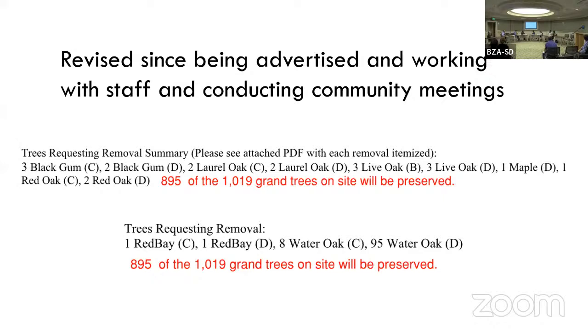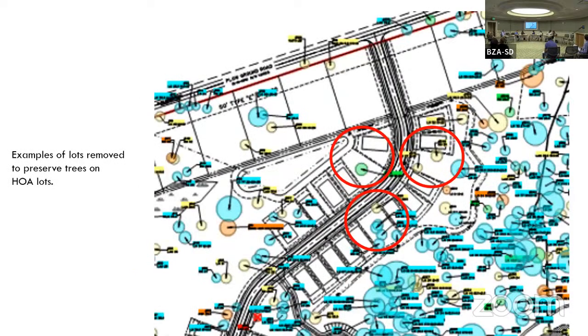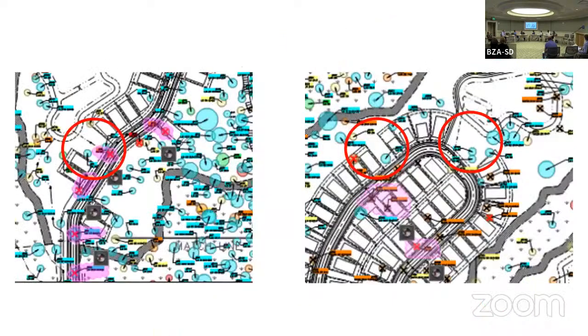Trees requiring a special exception: 1 red bay grade C, 1 red bay grade D, 8 water oaks grade C, and 95 water oaks grade D. Again, 895 trees of the 1,119 to be preserved. So, examples of lots removed for preserved trees on HOA lots. You can see I just kind of zeroed in. There's a grade A tree no longer being squeezed between lots. It's given some space. This is some examples throughout the layout.